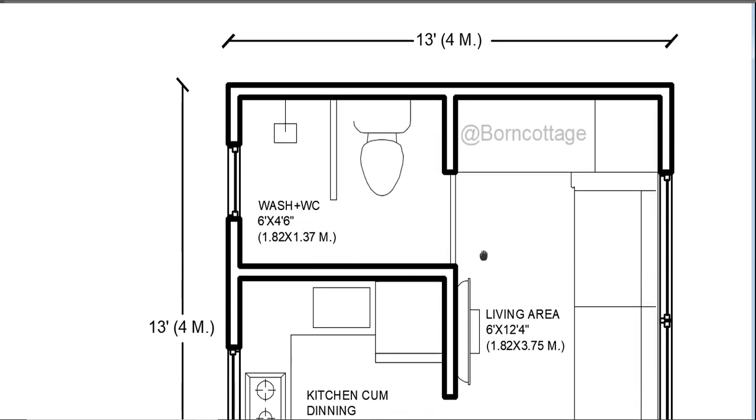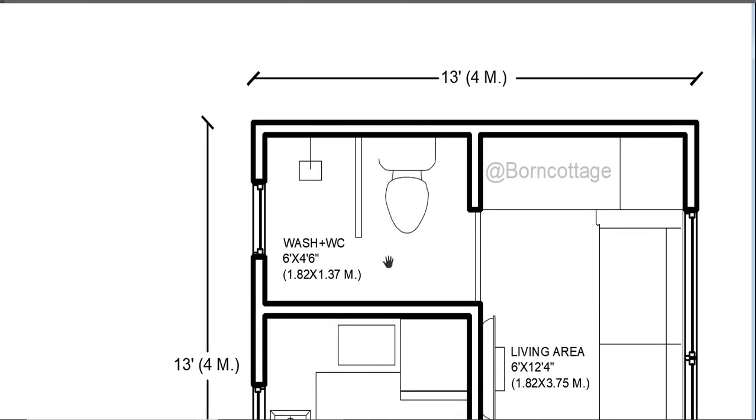After that we will go inside. So we have washroom plus water closet here for common use. The size of the washroom is 6 feet into 4 feet 6 inches, in meter 1.82 into 1.37 meter. You can see here the water closet and the shower area, and both are separate. We have a ventilator for ventilation of this washroom.